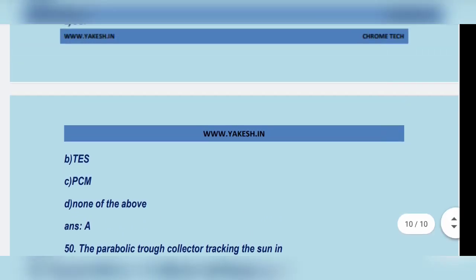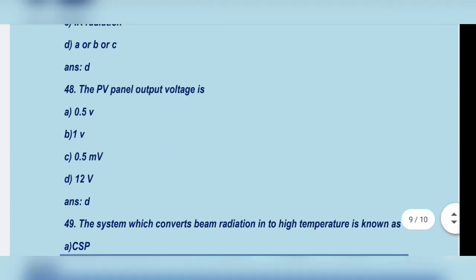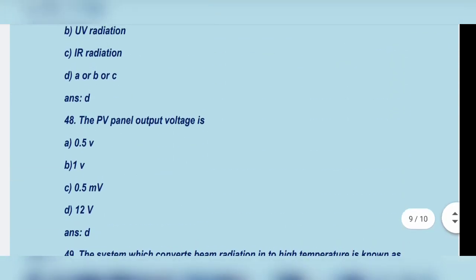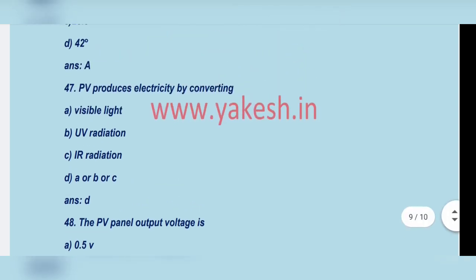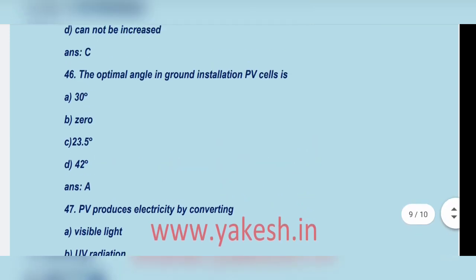All these questions are very important. Just go through all the questions. PV panel output voltage is 12 volt. PV produces electricity by converting visible light, UV radiation, IR radiation.